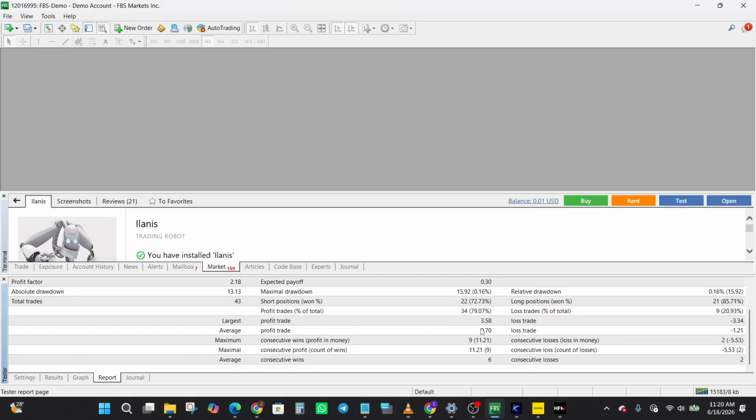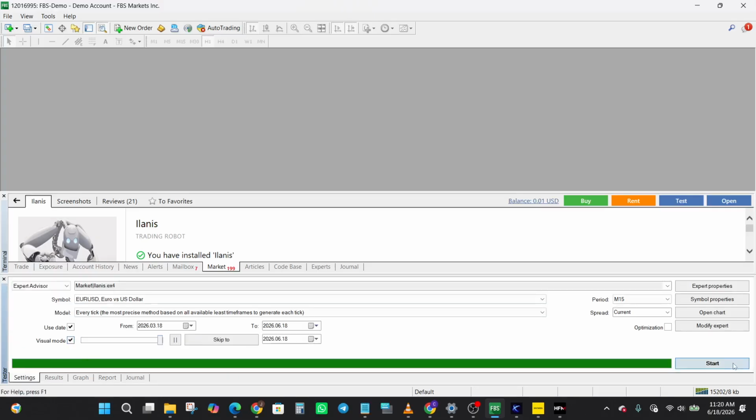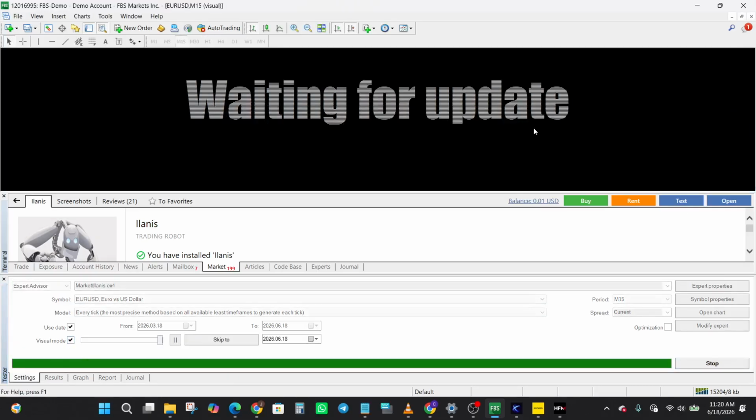Largest profit was 3.58, largest loss was 3.34. The average profit was 70 cents and the average loss $1.21. So that shows me that the risk to reward ratio is bad because the average loss is bigger than the average profit. Now let's go turn on the visuals. Let's see this EA in action.